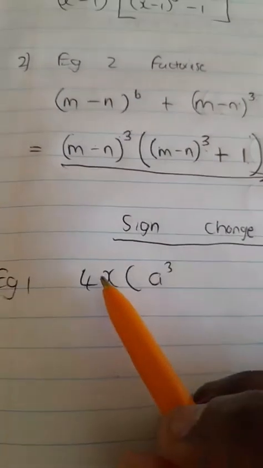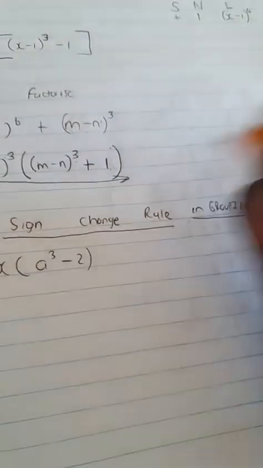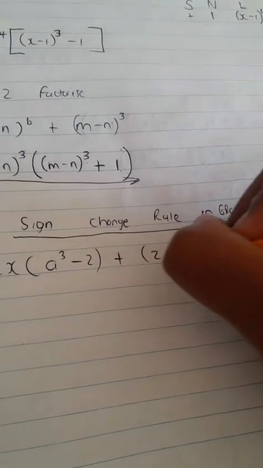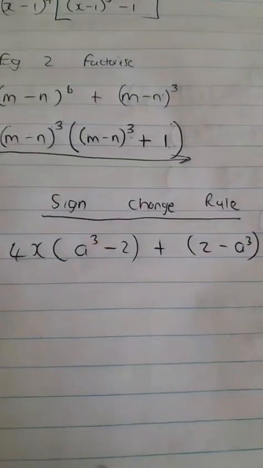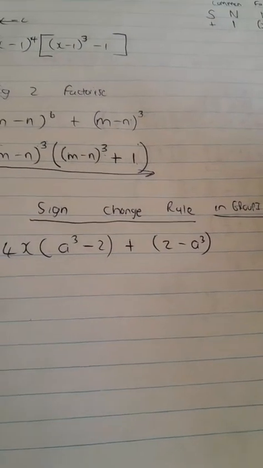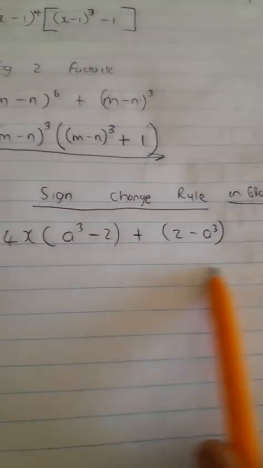So check this question out. 4x into a to the power 3 minus 2 plus 2 minus a to the power 3. Okay. Now, grouping, or let's say common bracket. When you have a common bracket situation, let's look at this question.